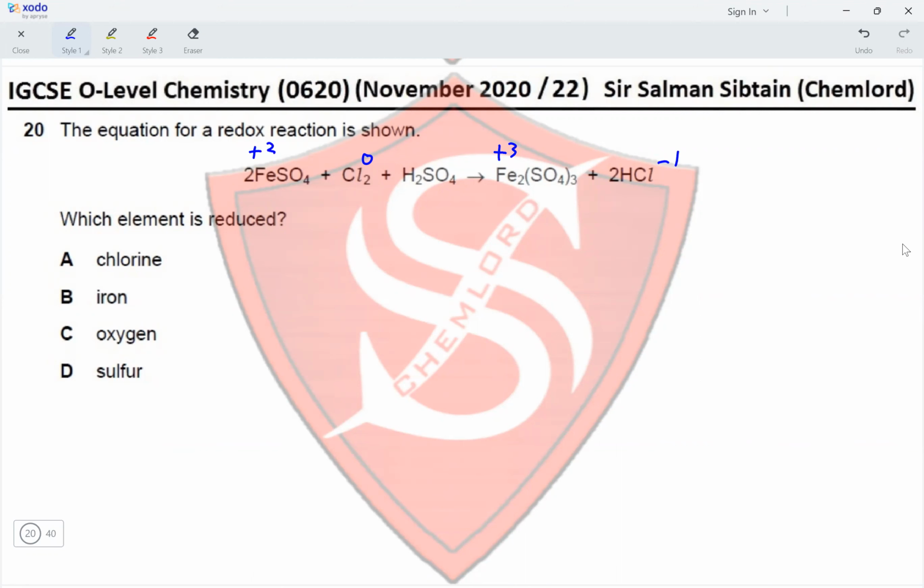So the question is, which element is reduced? Chlorine is reduced to Cl- ion. Iron is oxidized to Fe3+. Oxygen, there is no change, and sulfur also there is no change in state. Therefore, the correct option for this question is option A.